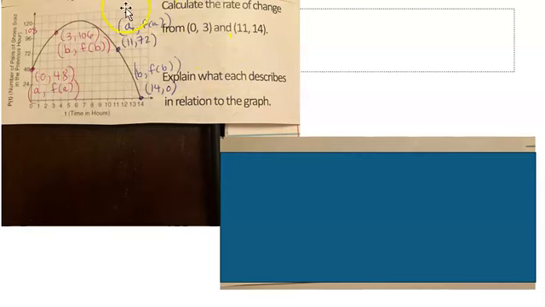You'll have a graph that is an upside-down parabola. If we read the x-axis and the y-axis as to what's going on, the x-axis represents time in hours, and the y-axis represents the number of pairs of shoes being sold in the previous hour. So the directions say to calculate the rate of change from 0 to 3 and then 11 to 14. Once I do that, we're going to explain what each of these mean in relation to the graph.